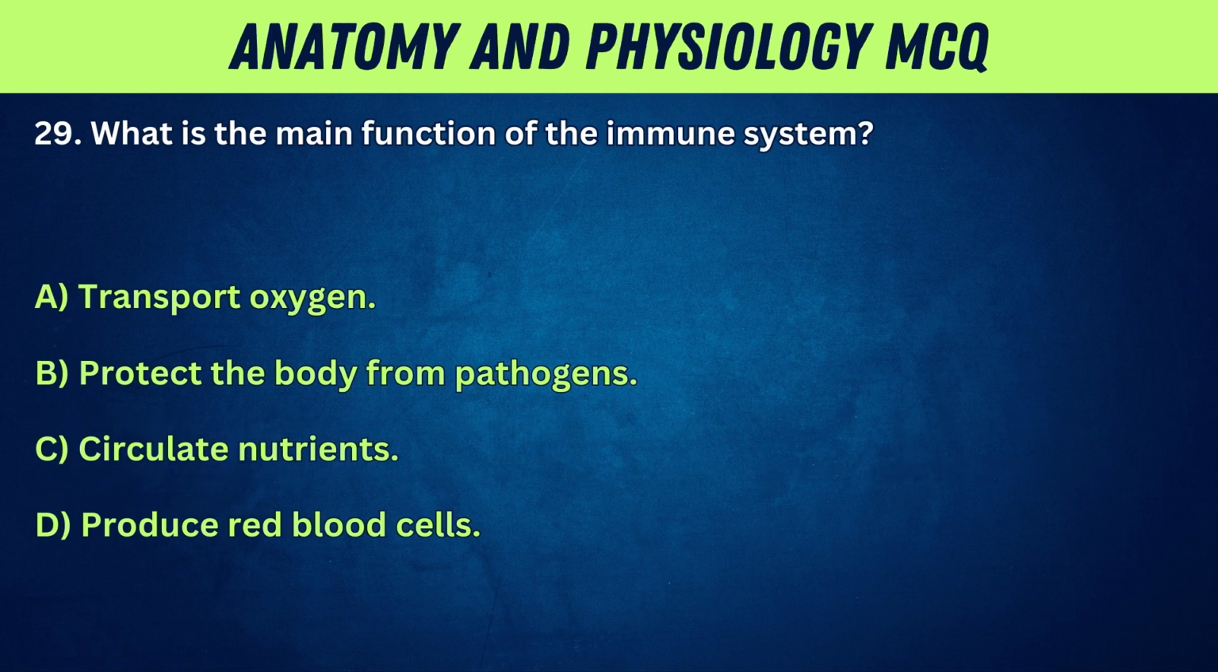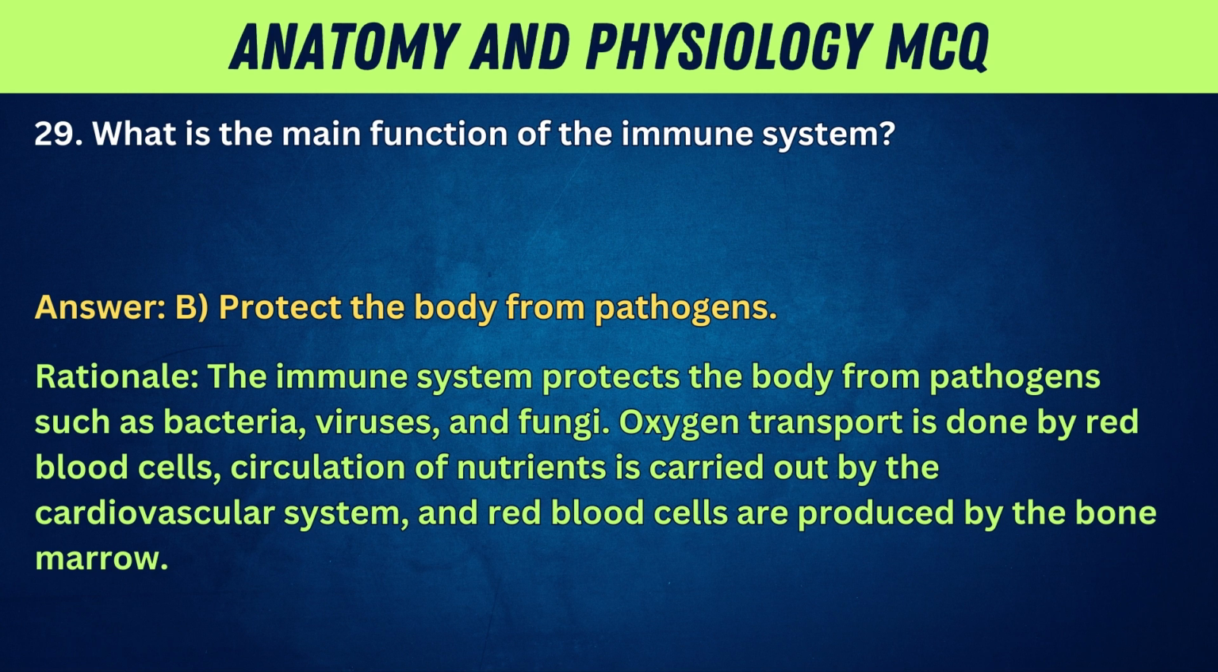29. What is the main function of the immune system? A. Transport oxygen. B. Protect the body from pathogens. C. Circulate nutrients. D. Produce red blood cells. Answer: C. Secrete adrenaline and cortisol. Rationale: the adrenal glands secrete hormones like adrenaline, epinephrine, and cortisol, which regulate the body's response to stress. The pancreas produces insulin, metabolism is regulated by thyroid hormones, and eggs and sperm are produced in the gonads.